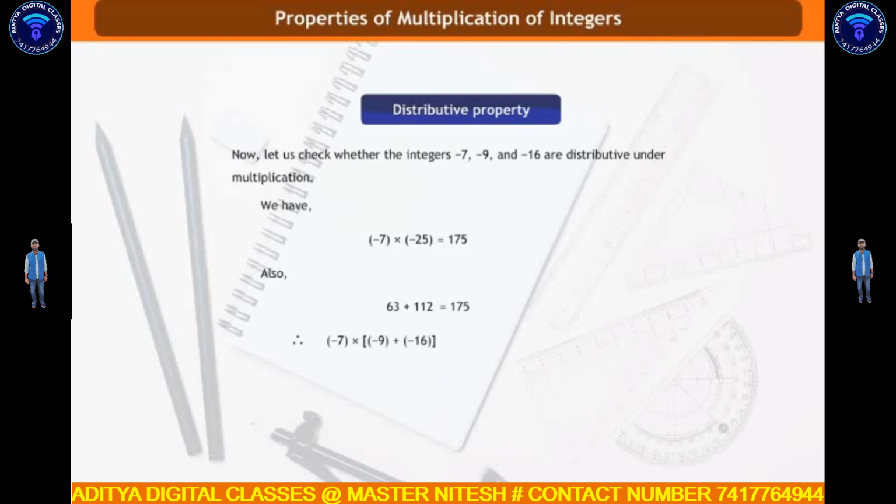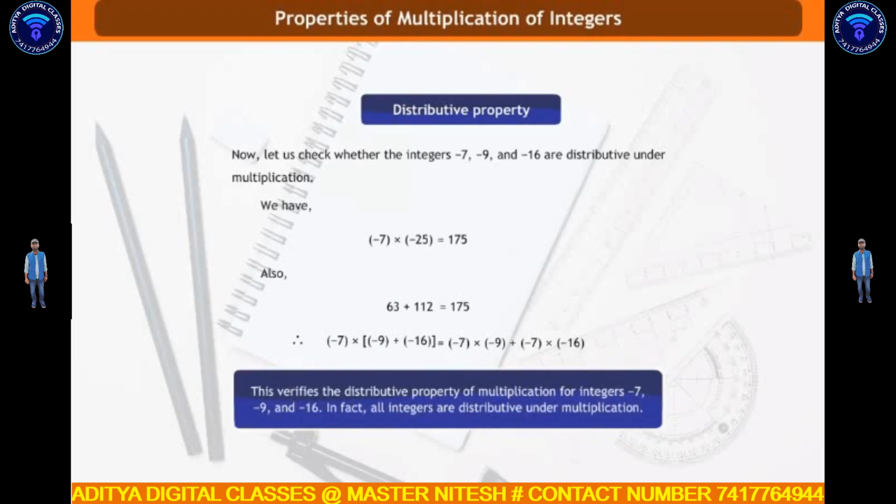Hence, minus 7 into minus 9 plus minus 16 is equal to minus 7 into minus 9 plus minus 7 into minus 16. This verifies the distributive property of multiplication for integers minus 7, minus 9 and minus 16. In fact, all integers are distributive under multiplication.